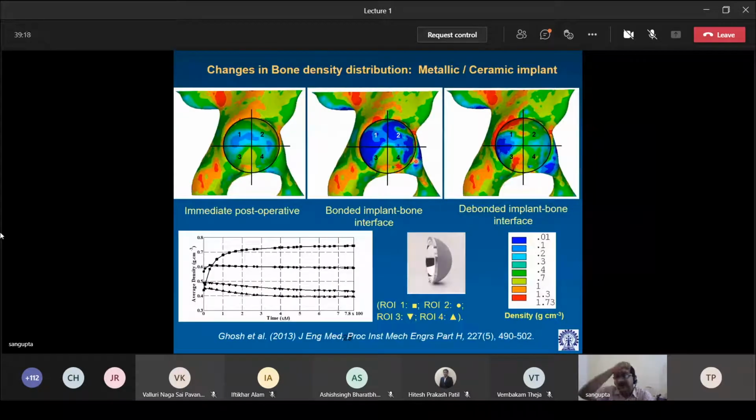Now, I also explained to you earlier changes in bone density distribution in metallic and ceramic implants. Although it is a repetition of slides, it is relevant for this lecture as well. So immediately post-operative, you can see here the bone density distribution with a bonded implant-bone interface. Remember, this is all uncemented prosthesis for the pelvic acetabular replacement. For different implant-bone interface conditions, we have different predictions of bone resorption.